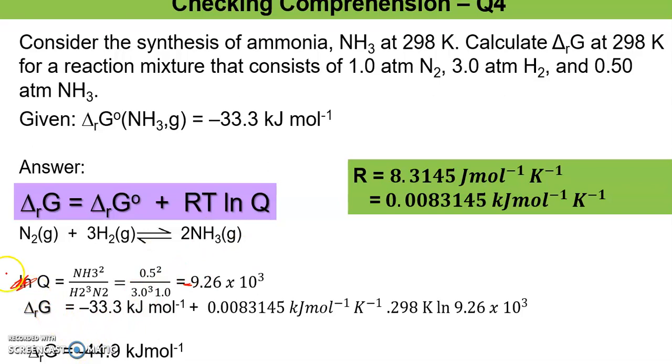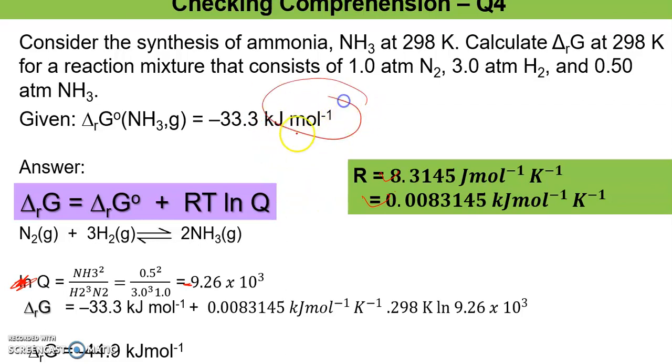And then we put everything in our formula. Here delta G naught gives 33.3 kJ per mole, plus, okay, again, here is the gas constant. So you need to know how to use the value, either this one or this one. It depends on the dimension that we want to use.